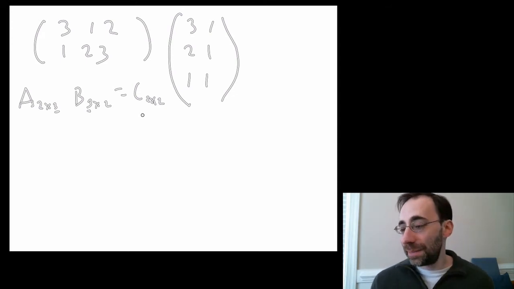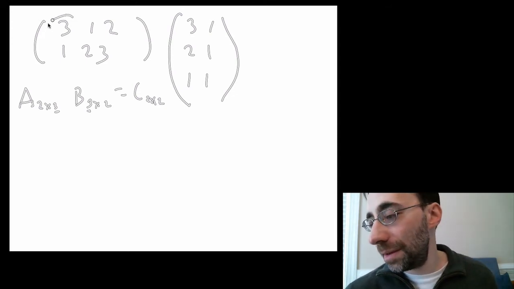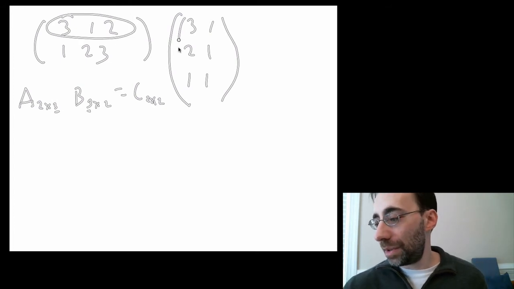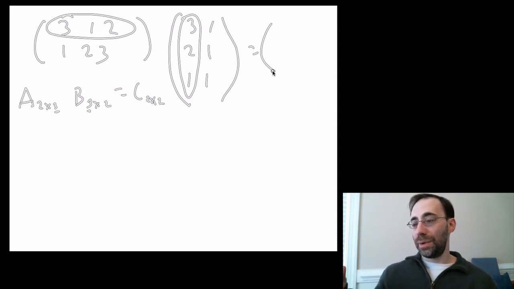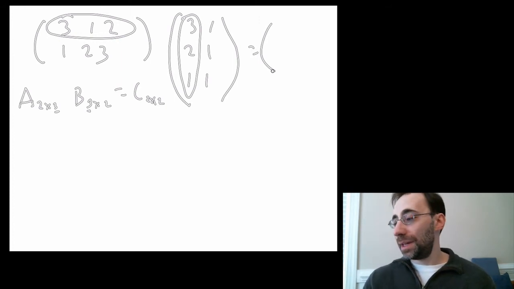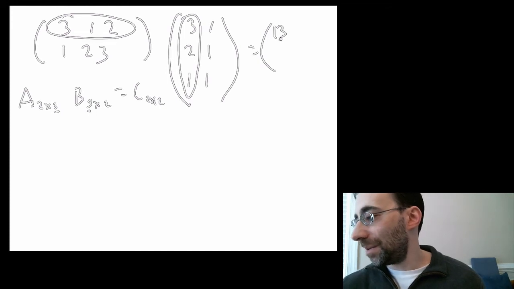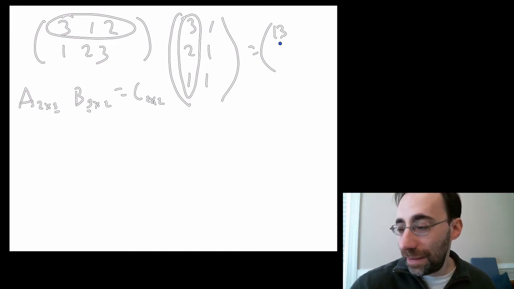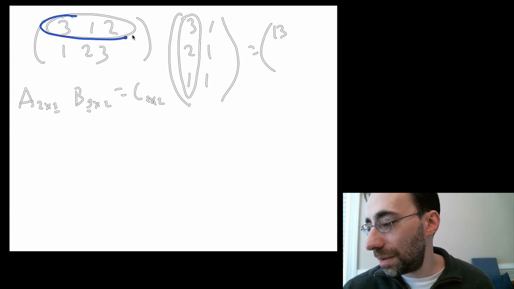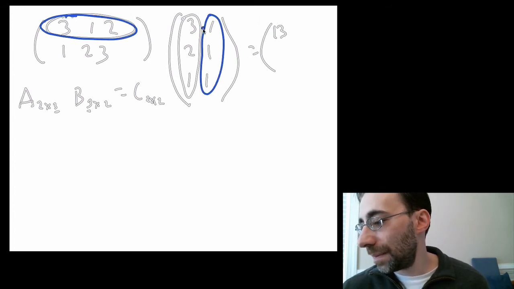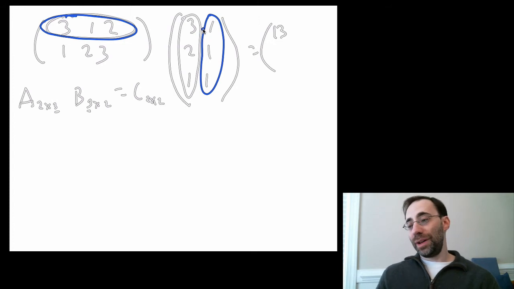Okay, so how do we do this? The exact same way. First row dotted with the first column. 3 times 3 is 9, 1 times 2 is 2, 2 times 1 is 2, so it's 9 plus 2 plus 2, which is 13. Sorry, 13. Doing well right now. Second one, first row times second column. Here everything's multiplied by 1, so it's 3 times 1 plus 1 times 1 plus 2 times 1, which is 3 plus 1 plus 2, which is 6.